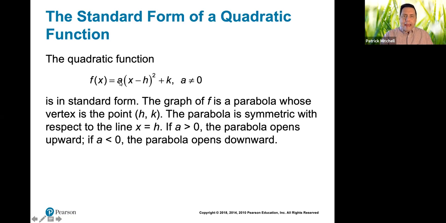And then the number a, remember that if a is a positive number, that will cause the graph to be stretched or shrunk vertically. And if a is a negative number, it will also cause it to be flipped upside down. Okay? So the parabola is symmetric with respect to the line x equals h. Remember, that's a vertical line. If a is greater than 0, the parabola opens upward. And if a is less than 0, the parabola opens downward.